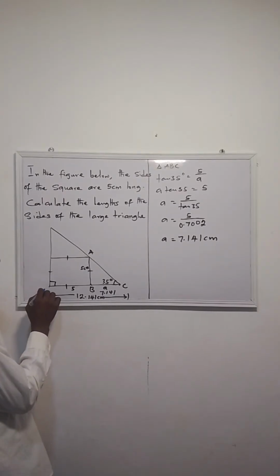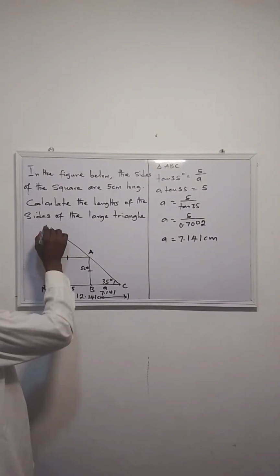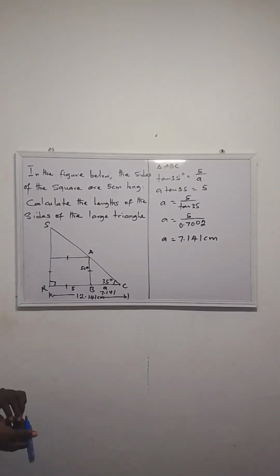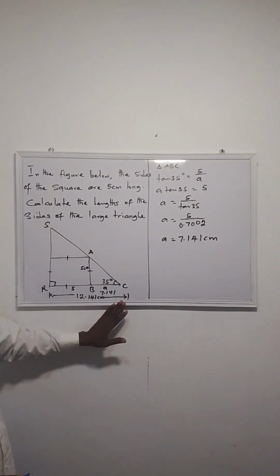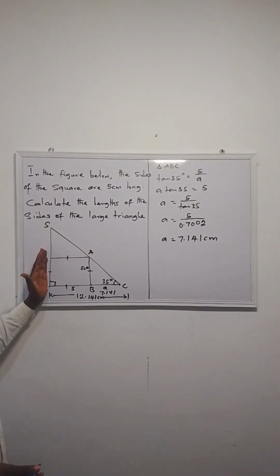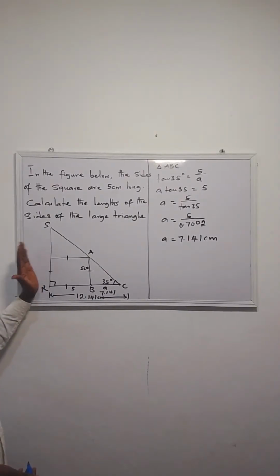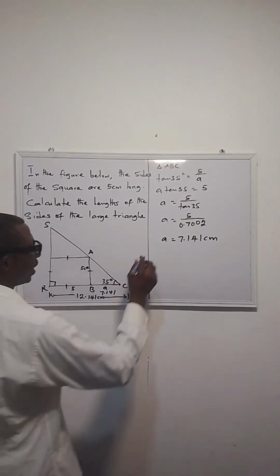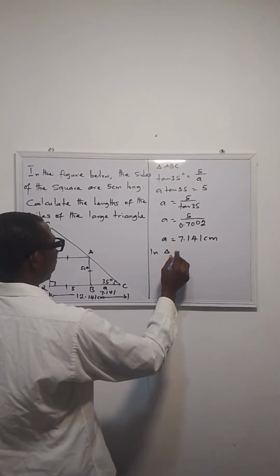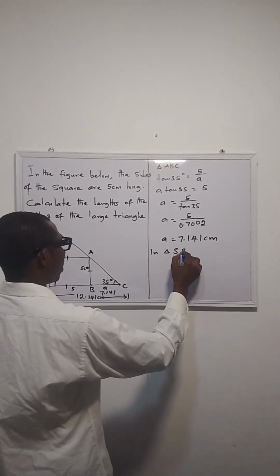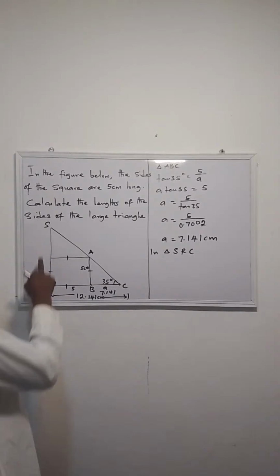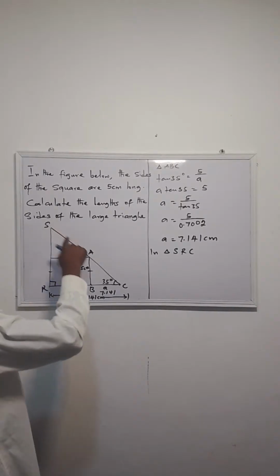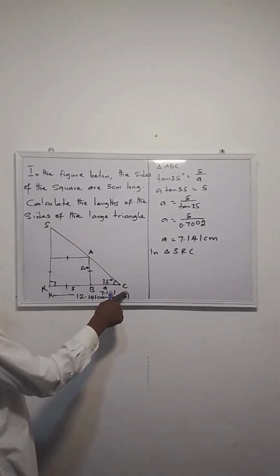Let's call this place R and this S. Now we want to get the other side. We have gotten one of the sides, so can we get this side now? Yes, we can. Now how do we get this side? You can see this is a right angle triangle. So in triangle SRC, look at it, this is the adjacent, this is the opposite, and the hypotenuse is length SC.